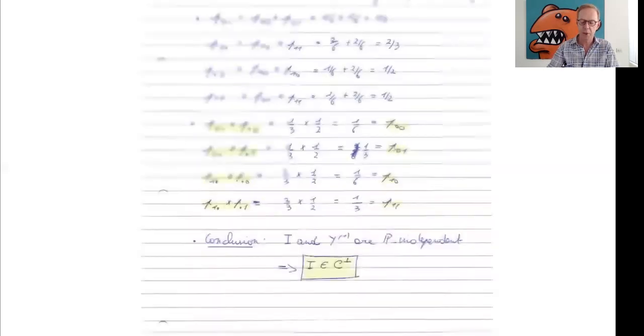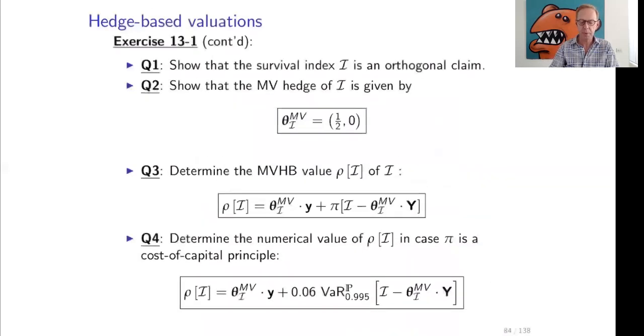Now, in question 4, we will determine the numerical value of rho of I in case pi is the cost of capital principle. So in case of the cost of capital principle, we have that rho of I is the time 0 value of the mean variance hedge of I plus 6%, that's the cost of capital, multiplied by the value at risk at level 99.5 of the hedging error of I when hedged by the mean variance hedge.